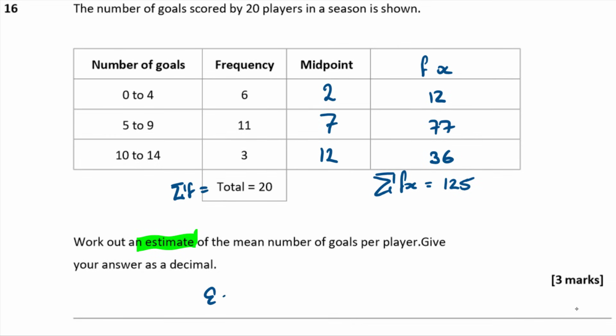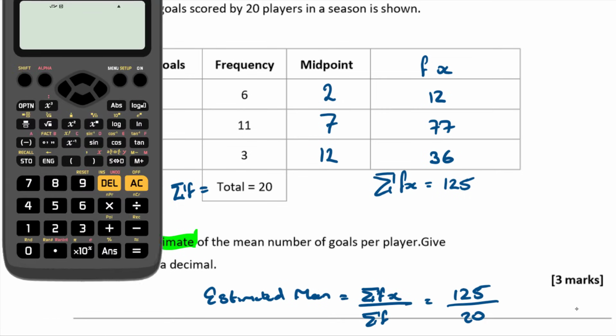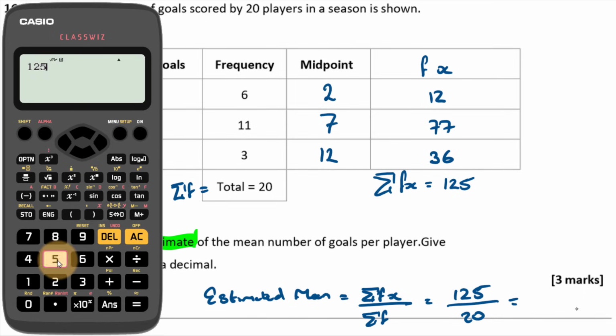So then the estimated mean is going to be sigma fx divided by sigma f. Okay, that's the official formula for it if you didn't know. 125 over 20. What's that then? 125 divided by 20 comes to 6.25, 6¼ goals.